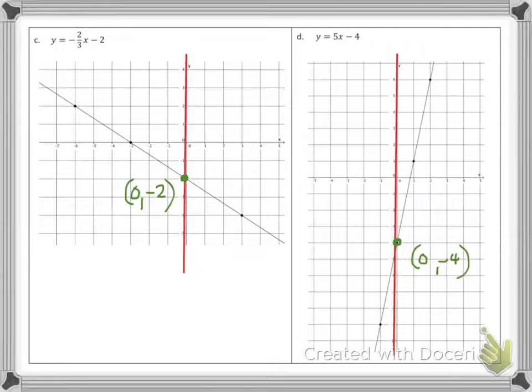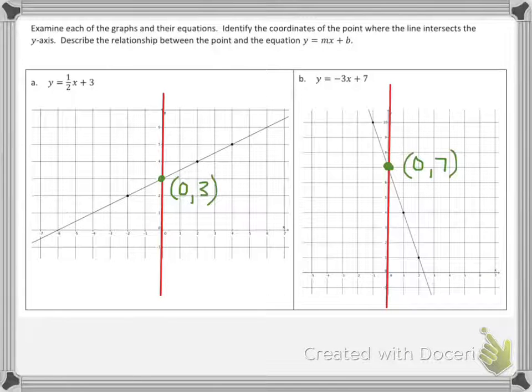Okay, so let's go back to the first two, A and B, and we're going to describe the relationship between the point and the equation in slope-intercept form. So y equals 1/2 x plus 3, and what I do notice is this. My y value in my ordered pair is a 3, and so is this. My y value in the ordered pair is a 7. And look in the equation.